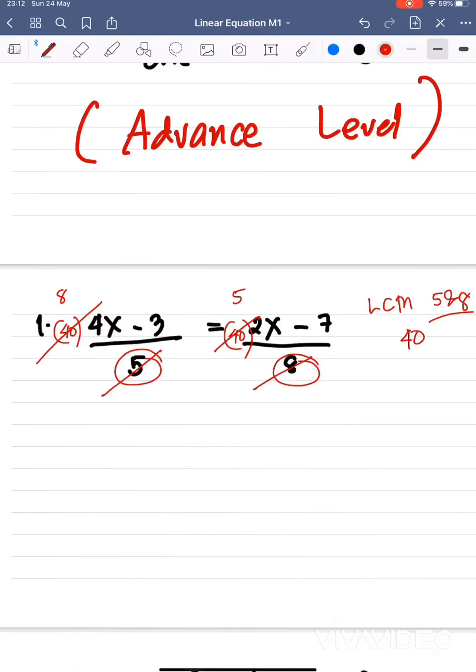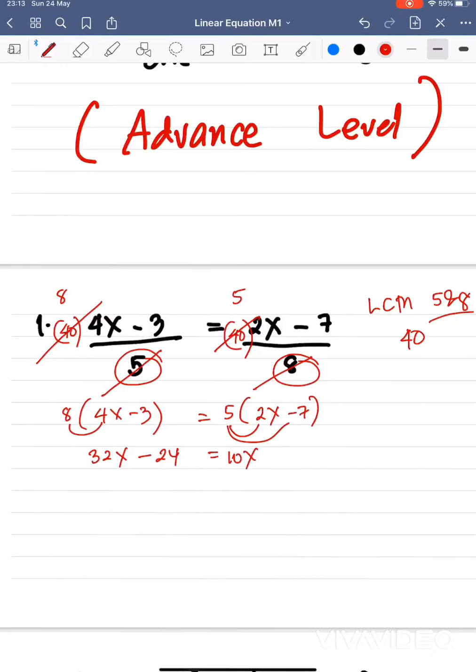Next, I have 8 times (4x minus 3) is equal to, so I cancel out already everything except 5, so 5 times (2x minus 7). Next, I'm going to distribute 8 to 4x minus 3. So 8 times 4 is 32x, minus 8 times negative 3 is negative 24. That is equal to 5 times 2 is 10x, and we have negative 7 times 5 is negative 35.